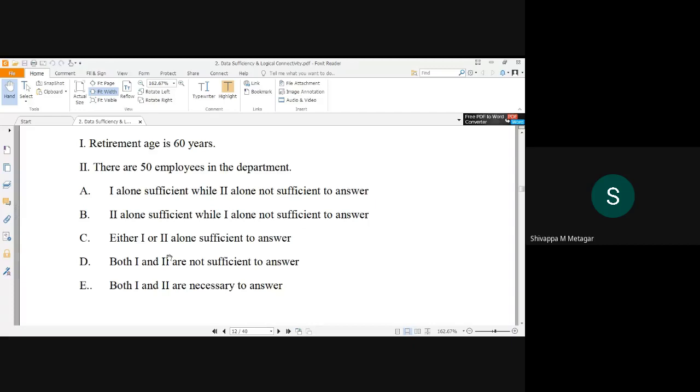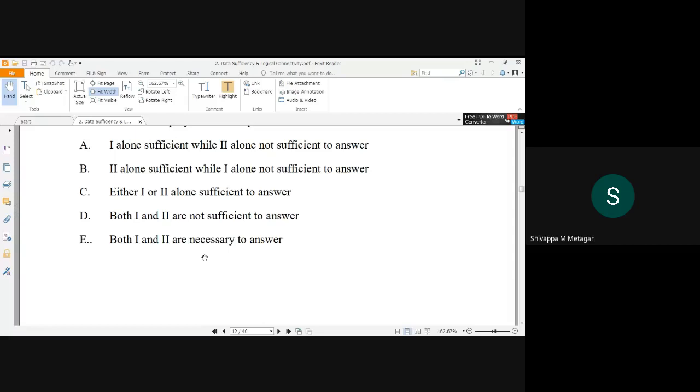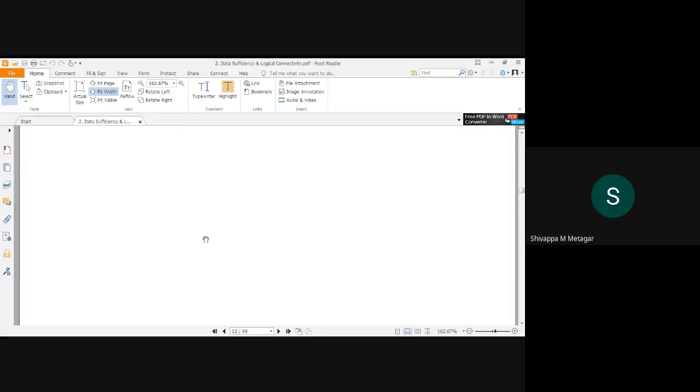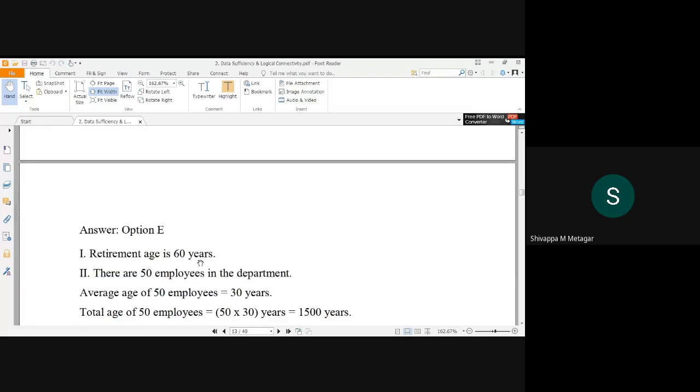What is your answer? The last one is the right answer, the fifth one, that is option E: both 1 and 2 are necessary to answer the given question. Because we have used both statements to answer the given question. We'll go to the next question.